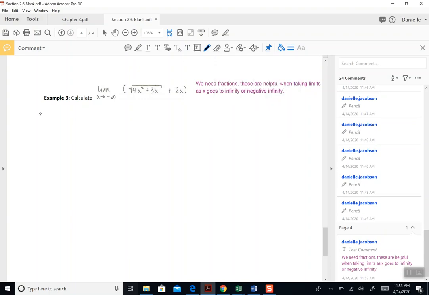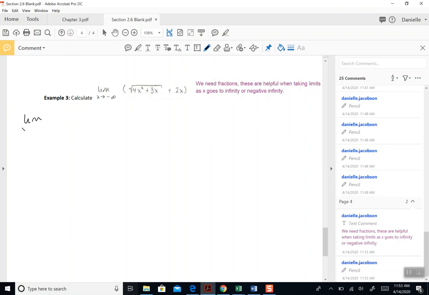All right, so what I mean by that is, let's look at the limit as x goes to negative infinity, that's another little thing we'll have to deal with soon, of root 4x squared plus 3x plus 2x. All right, as mentioned before, the two unhelpful things with this expression right now are that it has a square root in it and it has no fraction. We're going to take care of both of those problems with one step. So I'm going to use that trick from section 2.3 to help myself out. I'm going to multiply this by the conjugate.